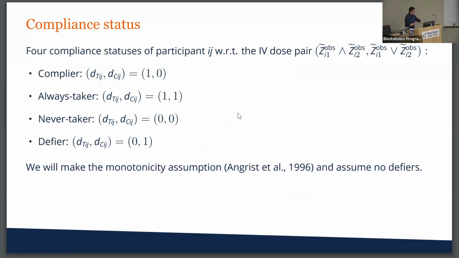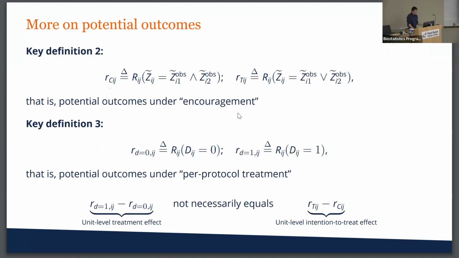We will make the so-called monotonicity assumption. We assume no defiers. So there are no people who would deliberately act contrary to their incentive. But we would have both always takers and never takers and compliers.